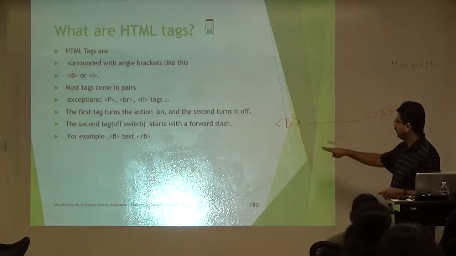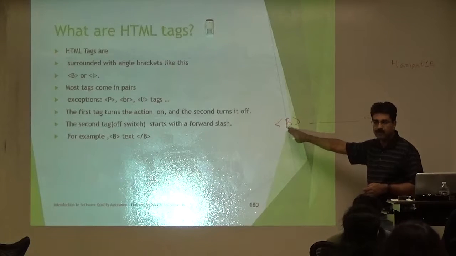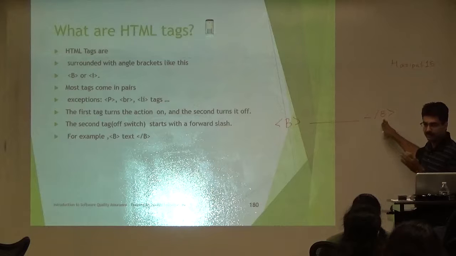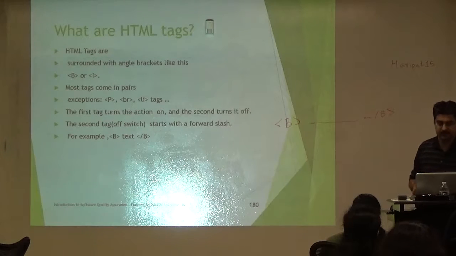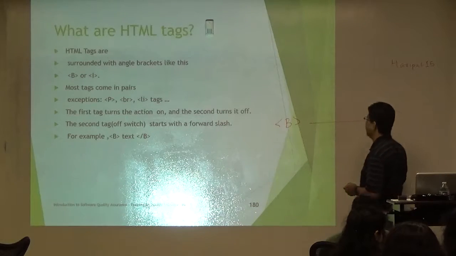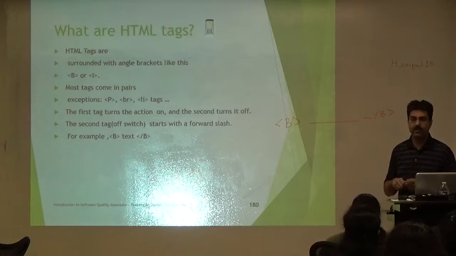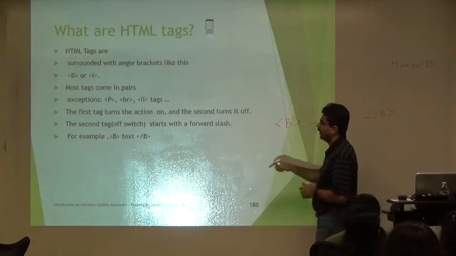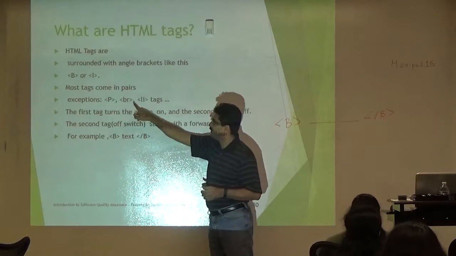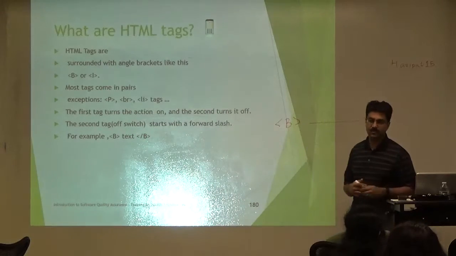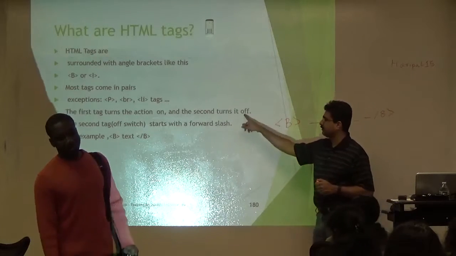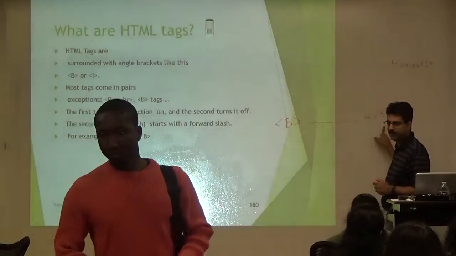It tells me that from this point onwards, everything that appears, keep making it bold till you encounter the end tag, which says now go back to the normal process. Most of the tags come in pairs, but there are a few exceptions. For example, if I want to start a new line, I'll use a tag called BR. If I want to start a paragraph, I'll use P. LI stands for list items, and so on. As I mentioned, the first tag turns on the action, the second tag turns off the action.